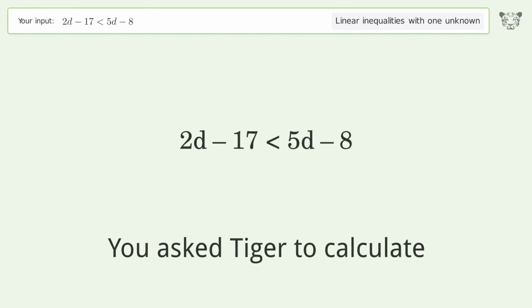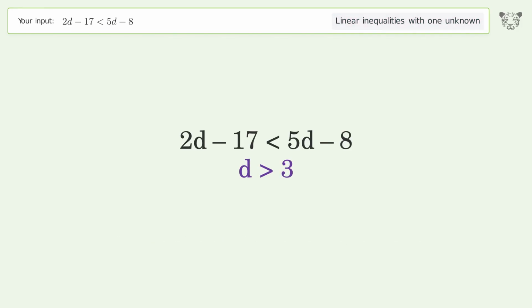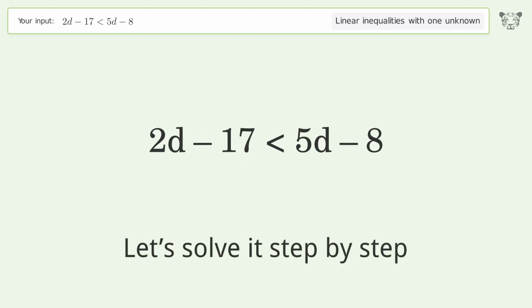You ask Tiger to calculate. This deals with linear inequalities with one unknown. The final result is d greater than -3. Let's solve it step by step.